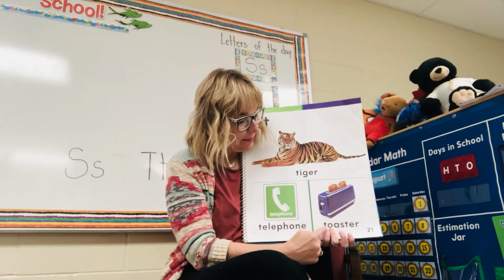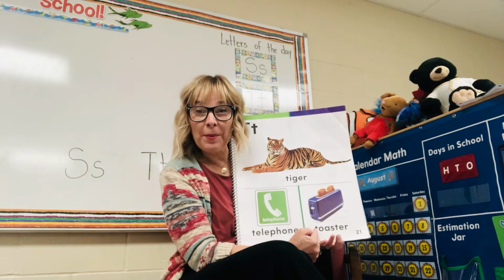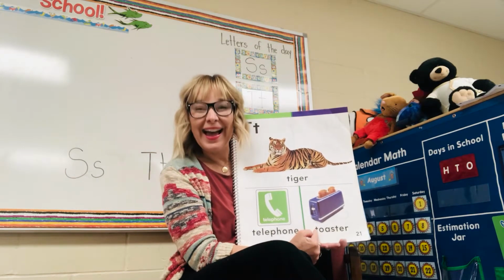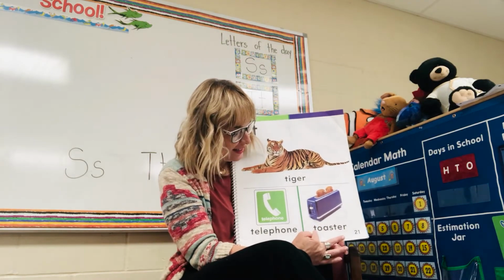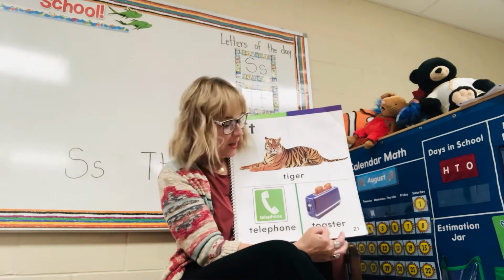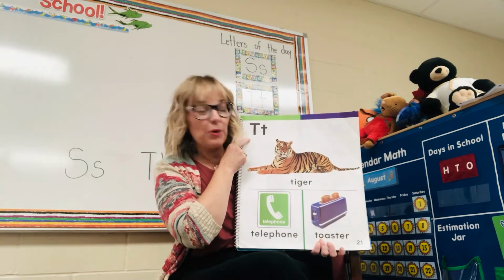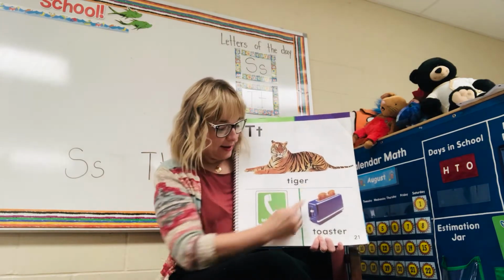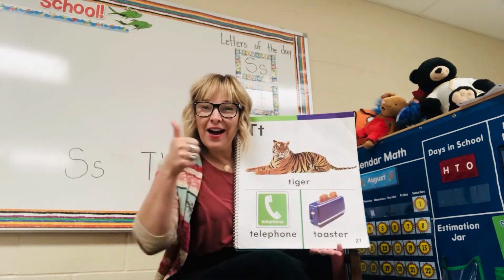And this is something we put our bread in to get it warm and crunchy and toasty. It is called a toaster, Kinder Cubs. Toaster. All of these words start with the letter T. Let's read them one more time. Tiger, telephone, toaster. Great job.